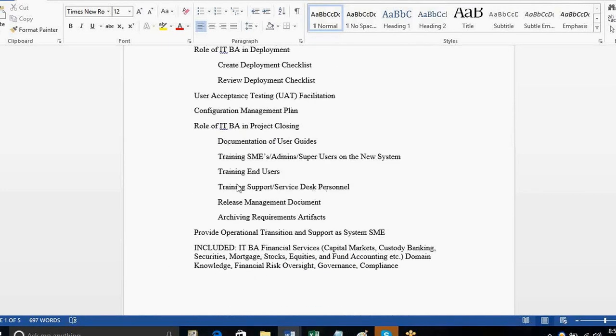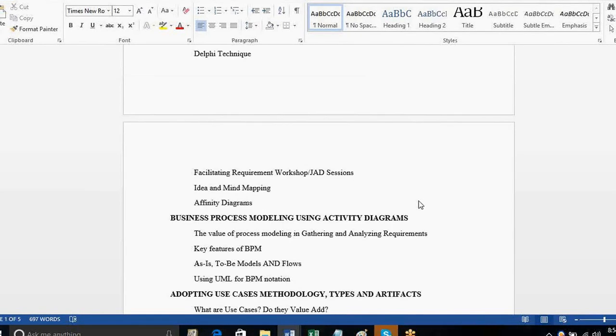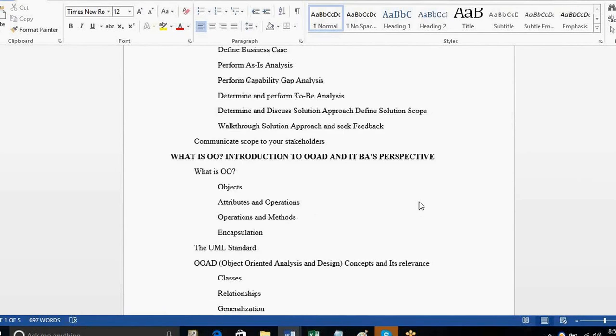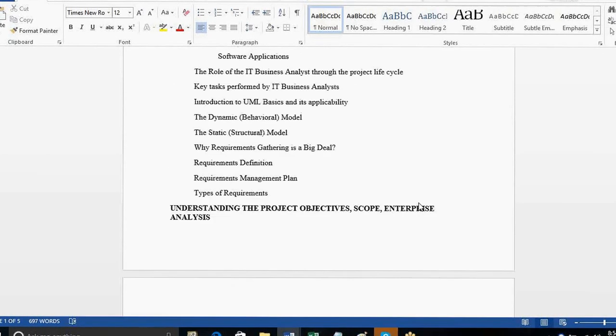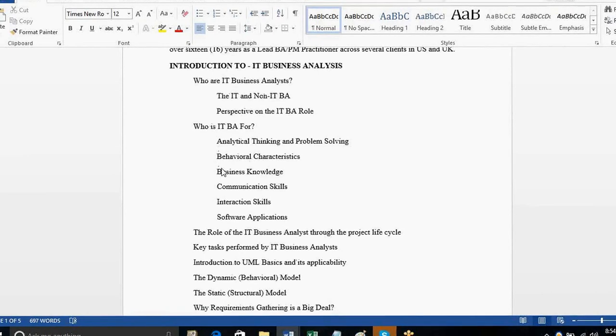You can see it here. Training end users, documentation of user guides, everything. So that's what an IT business analyst does. Here, I want to just jump a little bit into something with this. So who is this BA for, right?